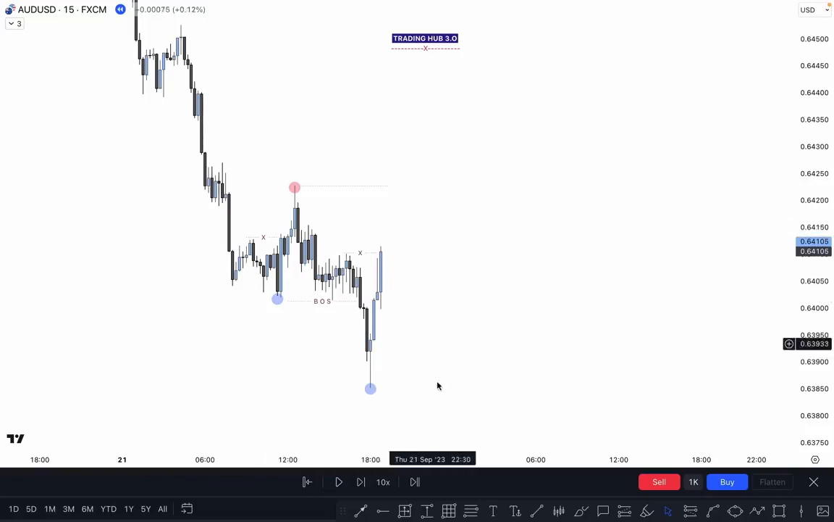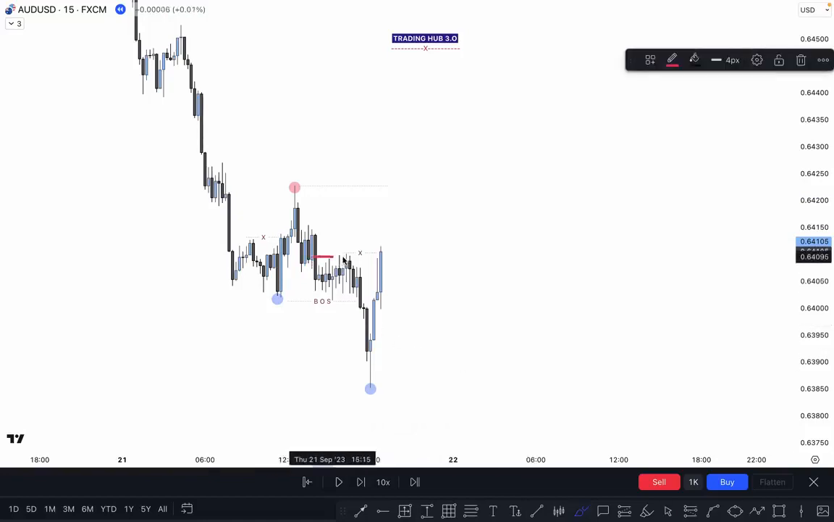Okay, so in this leg you can see there is no imbalance, there is no POI, there is no order flow, there is no order block right here. So in this case, how can you deal with it? In this case, you can simply deal in two situations.